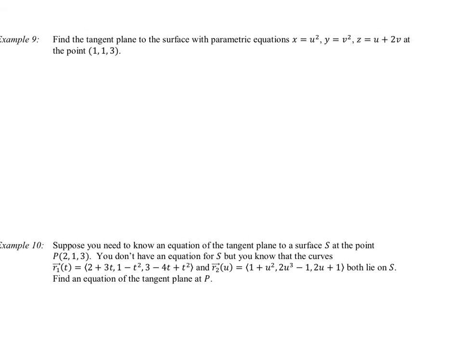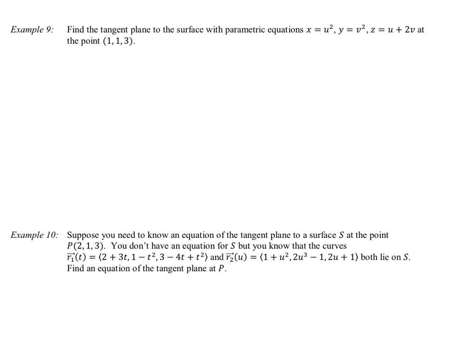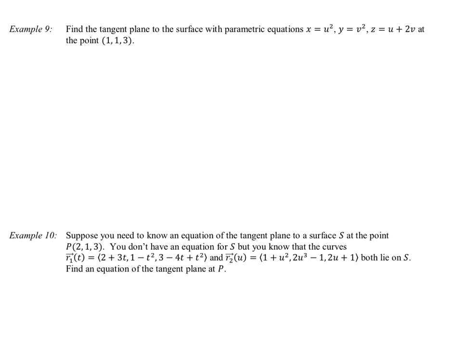All right, example 9. Find the tangent plane to the surface with parametric equations given by x, y, and z at the point (1, 1, 3). So what we have, I'll just rewrite this, is the vector r of u, v, which is made up of u squared, v squared, and u plus 2v. Really similar here to example 1, but we'll just do this using our new model with the vectors themselves.